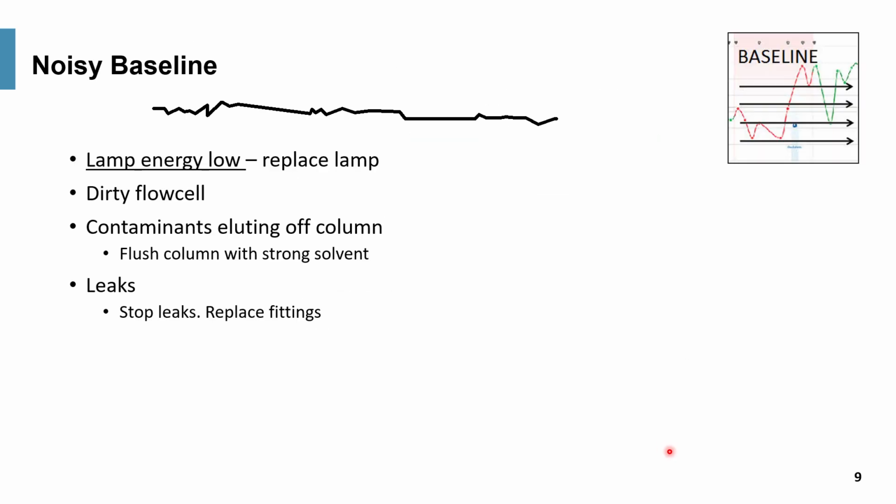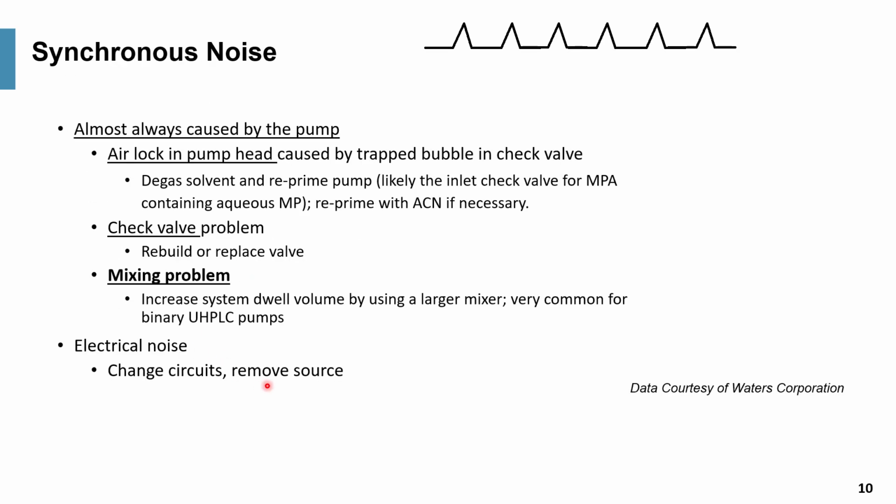So noisy baseline is primarily caused by the lamp energy, the deuterium lamp being old. So quick replacement of the lamp would fix that. Could be other situations, but that's less frequent. Synchronous noise is almost always caused by the pump, most likely an air lock, an air bubble trapped in the pump head, mostly the inlet pump head. Occasionally, the check valve can be completely plugged, but the check valve is one of these things that get replaced by the preventive maintenance program.